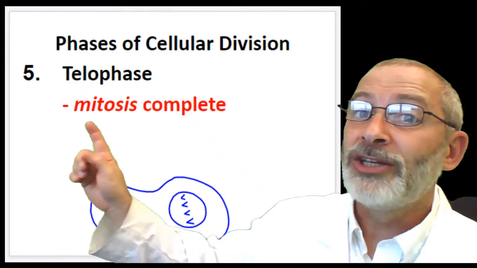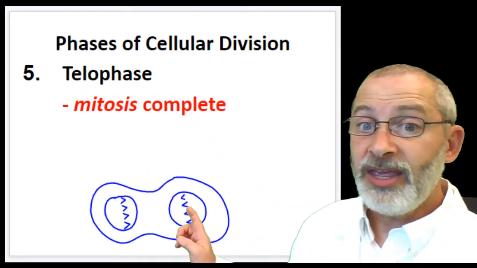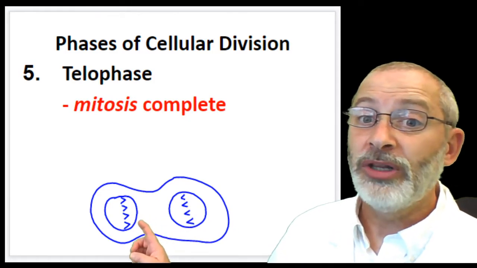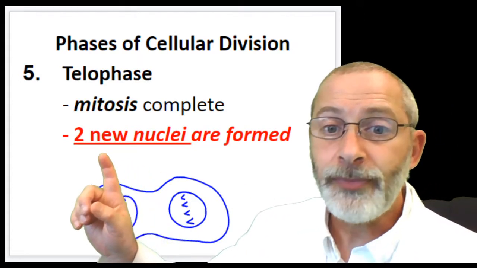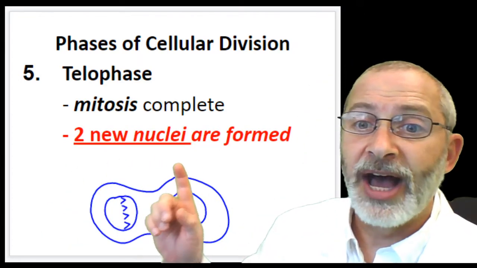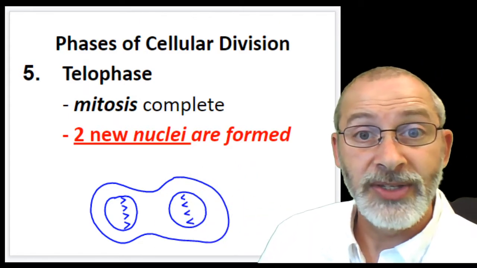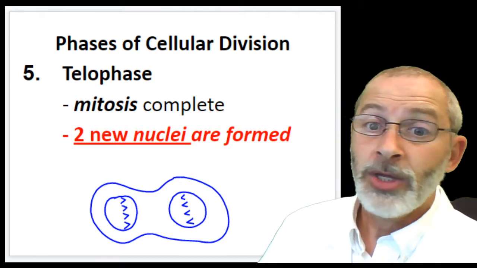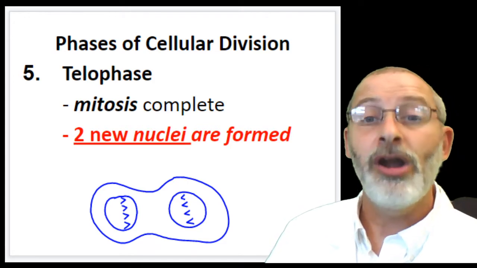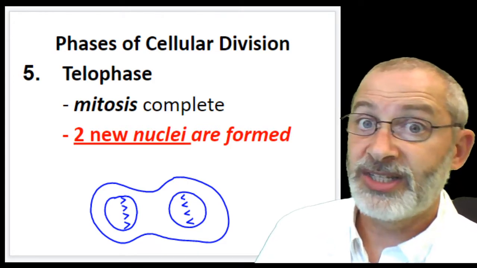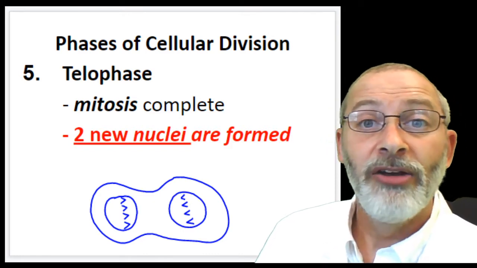Remember, mitosis is just the division of the nucleus of a cell. Here, we've got the division of the nucleus. Mitosis is complete because 2 new nuclei are formed. The very definition of mitosis is nuclear division. So during telophase, mitosis is finished because 2 new nuclei are formed.